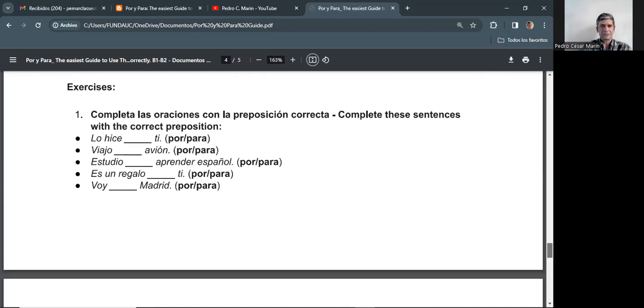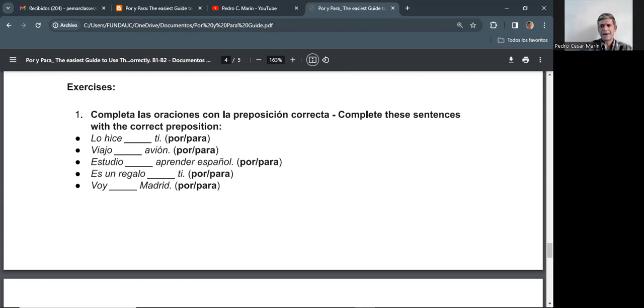And the answers for this, completa las oraciones con la preposición correcta. Lo hice, the two of them work, just a different function. Lo hice por ti, you are the reason. Lo hice para ti, you're the recipient, you're the purpose of the action. You know why you are going to say this. Viajo por avión. Estudio para aprender español.